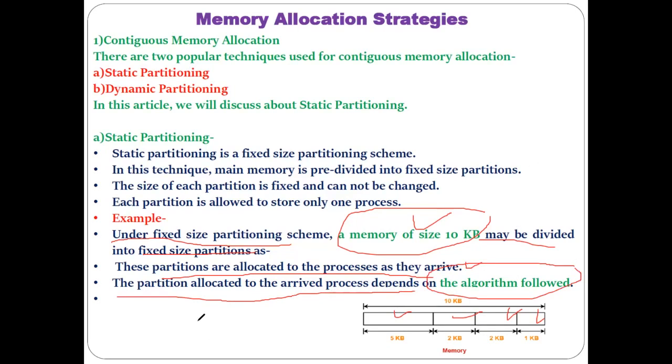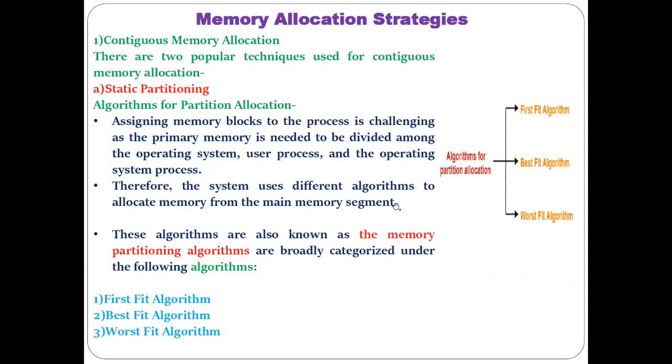Now, whenever one process P1 comes, to this P1, whether this partition is to be allocated or this or this or this, which one? In order to decide that, an algorithm is followed. In order to decide whether P1 should be allocated to this partition or this partition or this partition, some algorithm strategy has to be utilized. The same thing is written here. The partition allocated to the arriving process depends on the algorithm, and that algorithm we have to see next.